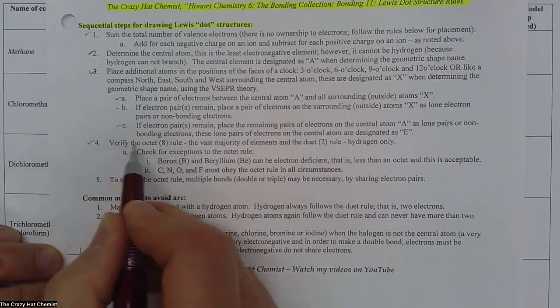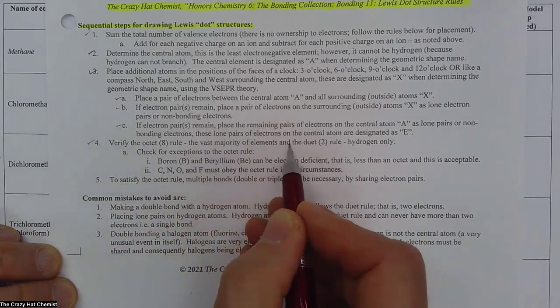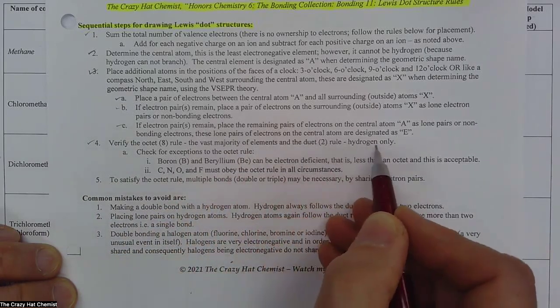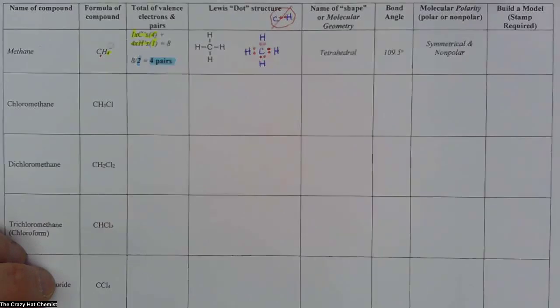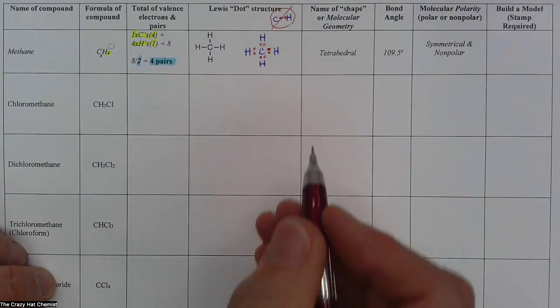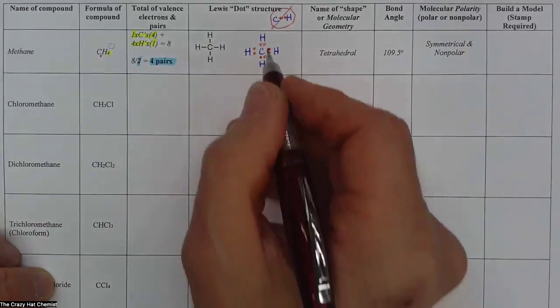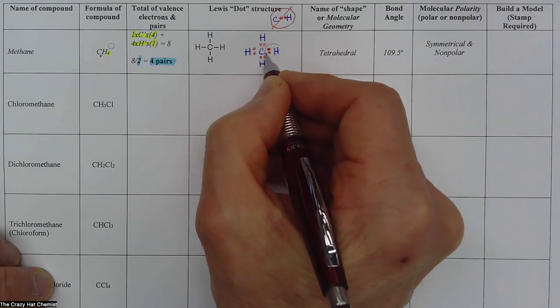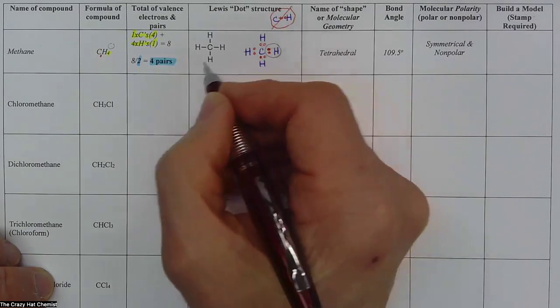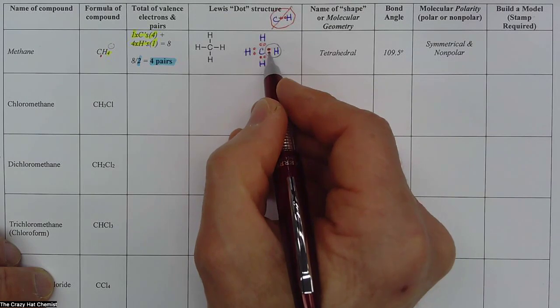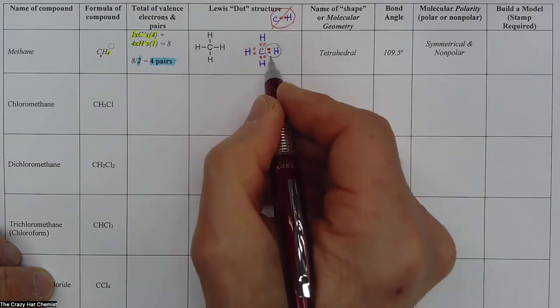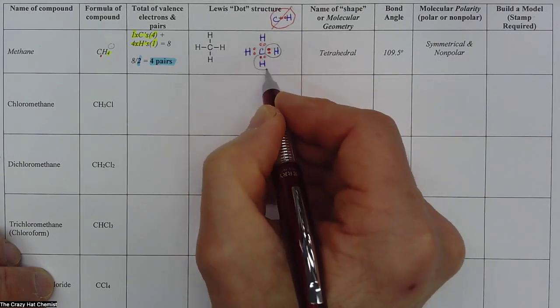We're going to verify the octet rule, for the vast majority of elements, and the duet rule for hydrogen only. So here's how we do this. What I like to do is circle each element. I do this in my head. I don't actually do this on paper, so I'm going to do it in pencil so we can erase it. So we're going to circle each element and the electrons that surround it. That hydrogen has 2 electrons. That is a duet. That is the rule for hydrogen.